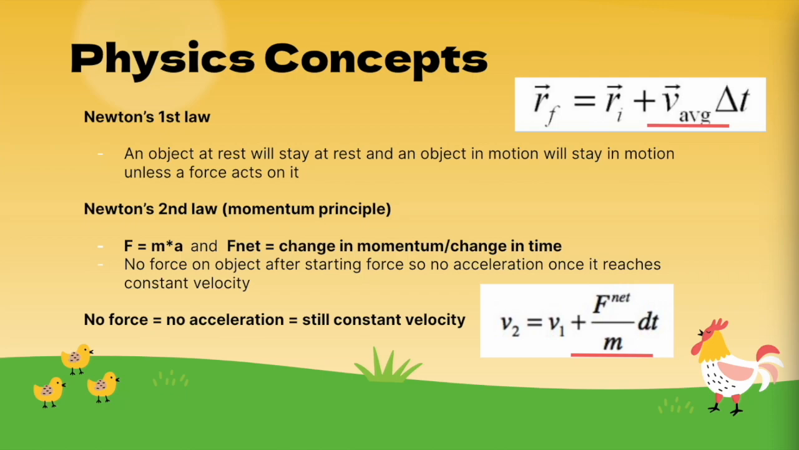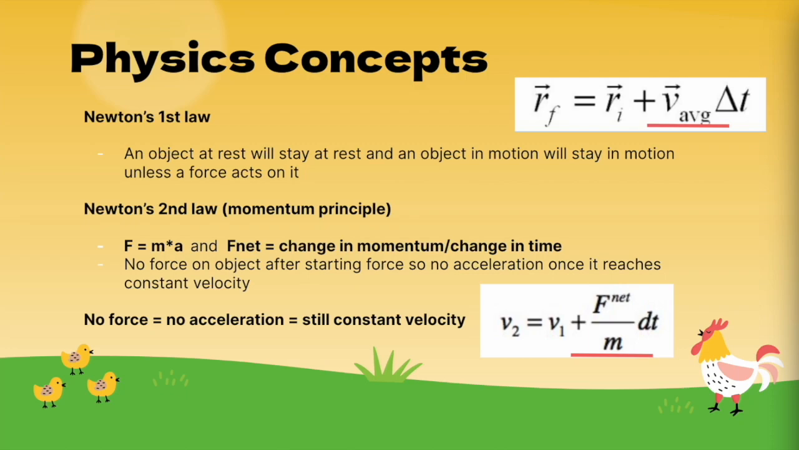The second law we're looking at is Newton's second law. For this experiment, this is important because there is no force on the object during the constant velocity time that we are looking at in the experiment. So that means with no force, there's no change in momentum, no acceleration, which all still means that there can be a constant velocity and it can still be in motion.